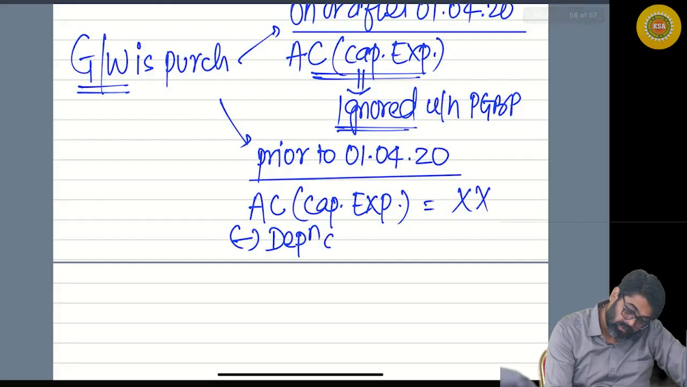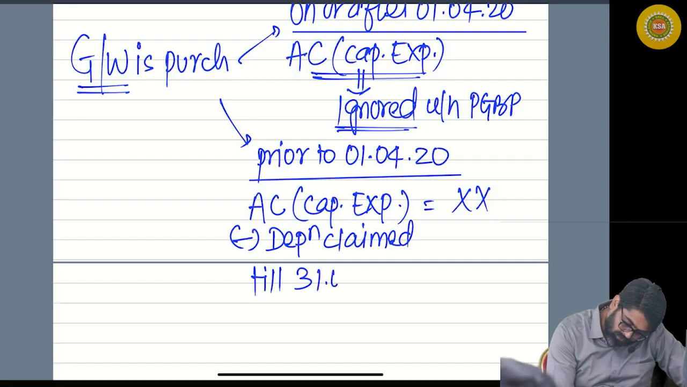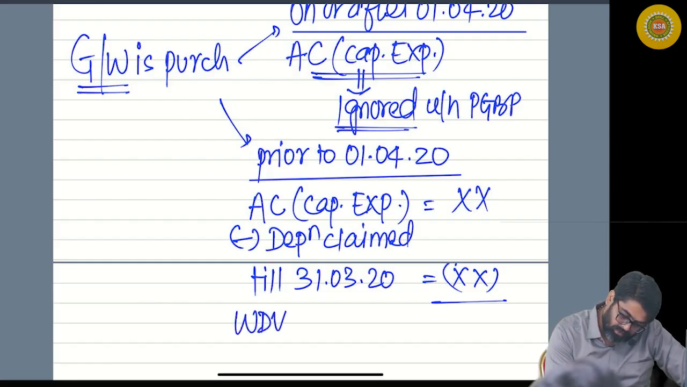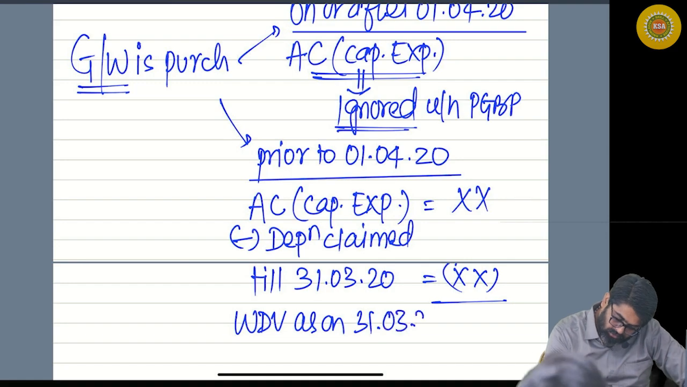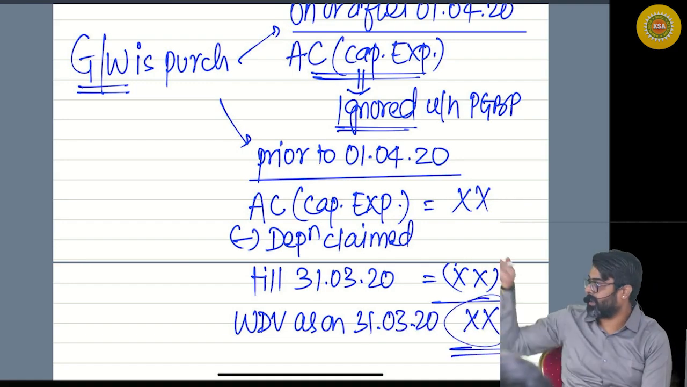So tell me, minus what will you do? Minus depreciation claimed till 31st March 2020 on that asset, on that goodwill. Yes or no? So you will get what? WDV as on 31st March 2020. Now this WDV is nothing but the remaining cost.